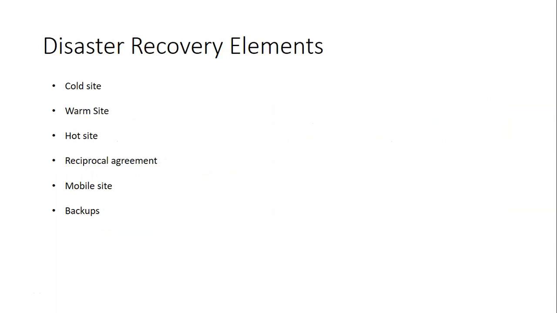Let's see elements of disaster recovery. We have a cold site. When we're talking about a cold site, we're talking about an alternate site where disaster recovery can happen. So if something has happened in the primary site, probably an earthquake, and it has affected the primary data center, the cold site, an alternate site, is usually located in a different geographical region so that both sites are not subject to the same disasters or incidents.